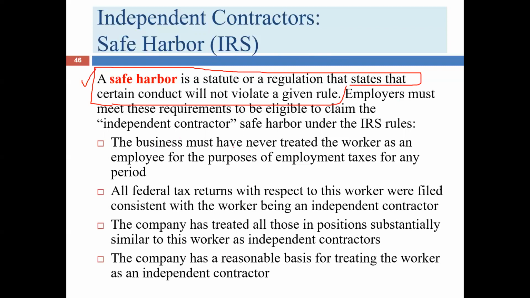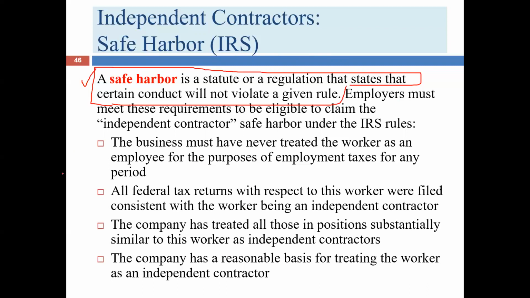So first of all, the business must never have treated the worker as an employee for any purposes or for the purposes of employment taxes for any period. So if there's a single time, it may have just been a bookkeeper making a crazy error, if that happened even once, even 20 years ago, you don't have access to the safe harbor. It can never have happened. Even if you corrected it later on, the one-time event means you don't have access to the safe harbor. The person may still be an independent contractor, but you're not going to be able to use the safe harbor to prove it.